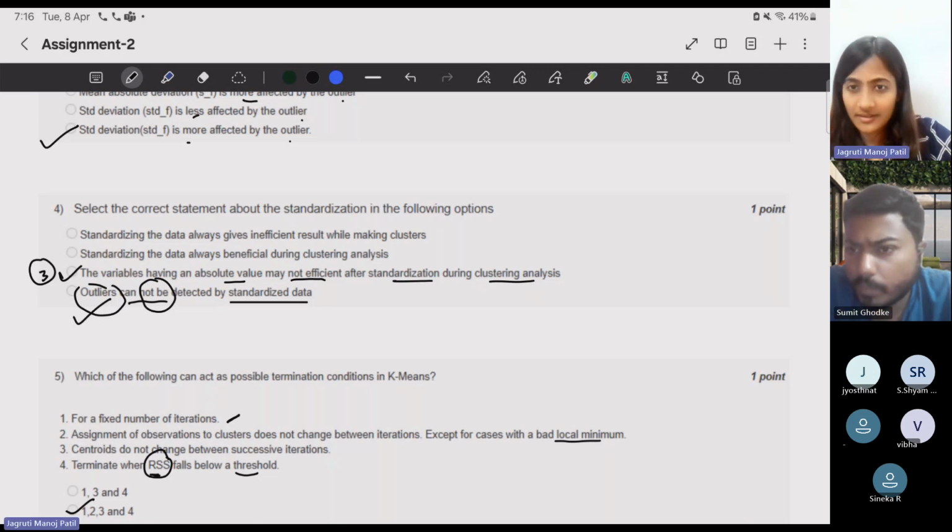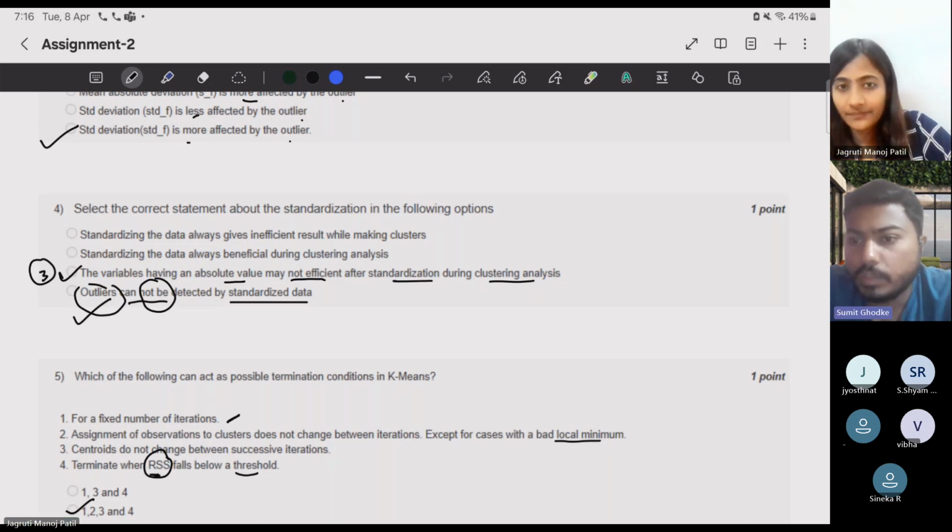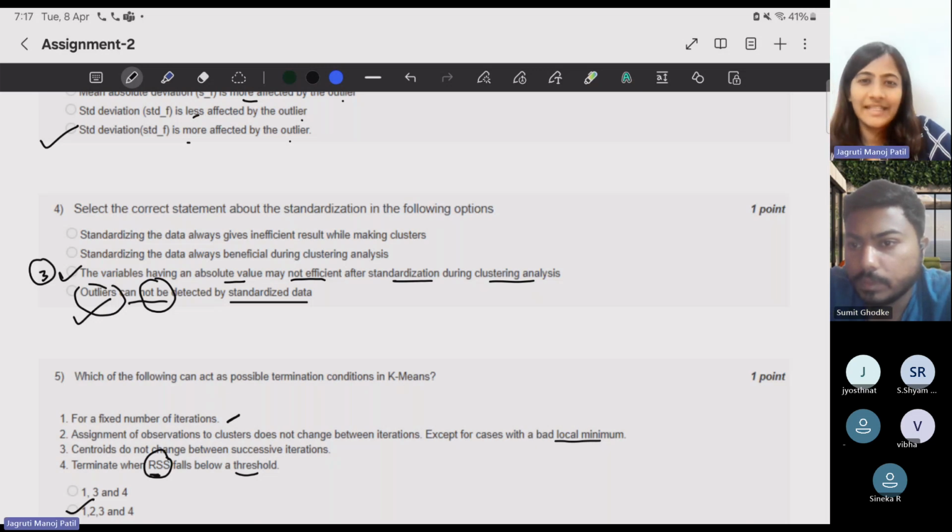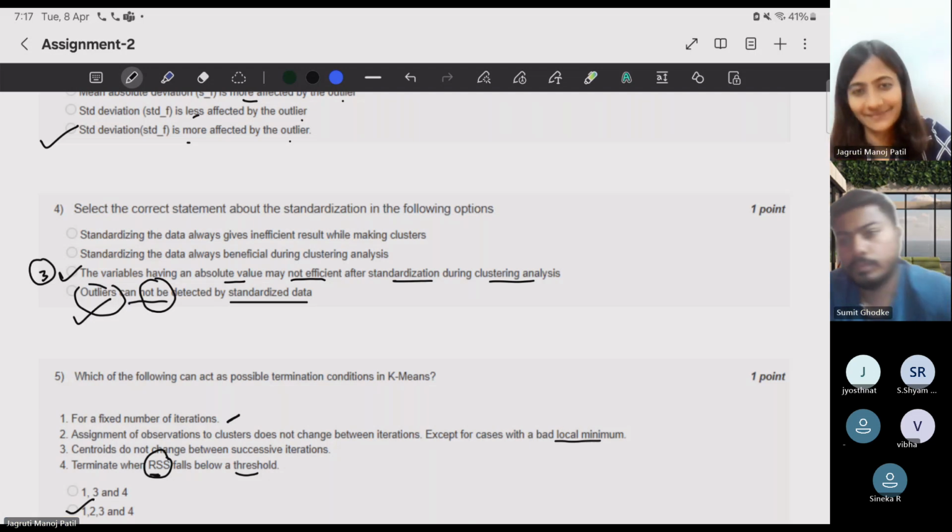Ma'am, are any question papers available for practice? Sample question paper. NPTEL unfortunately does not give any sample papers. What you can do is go through the assignments. I guess that should be enough for you to qualify through the exam. Okay, thank you.